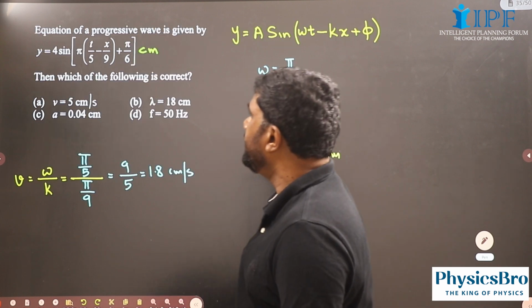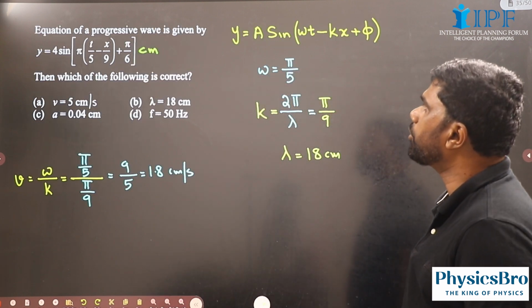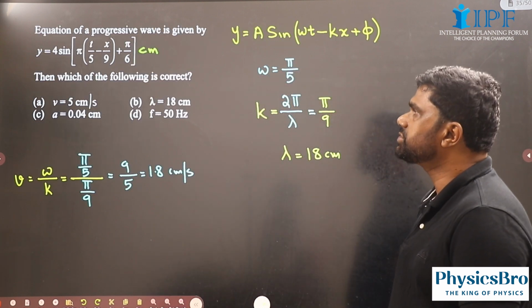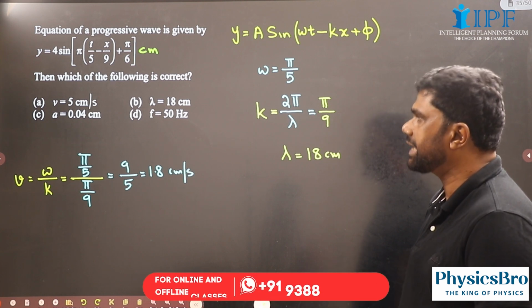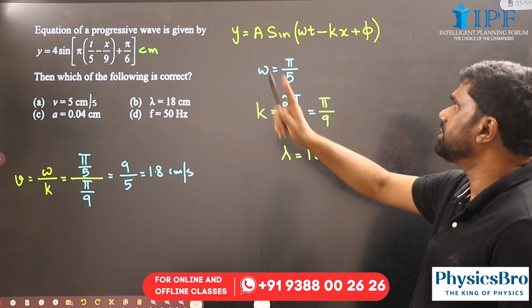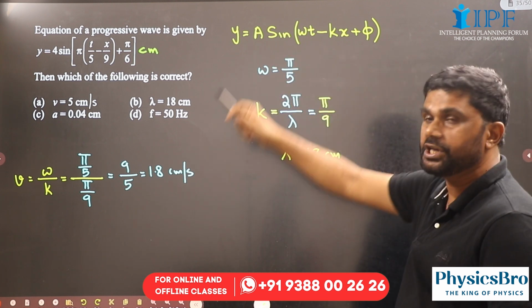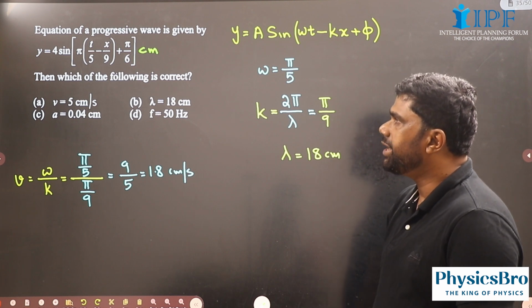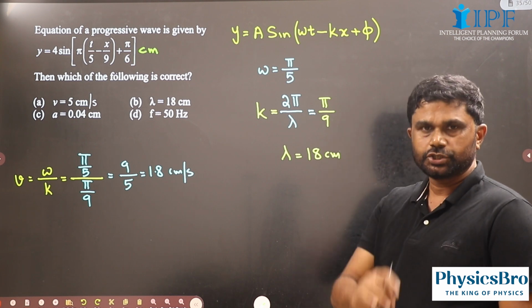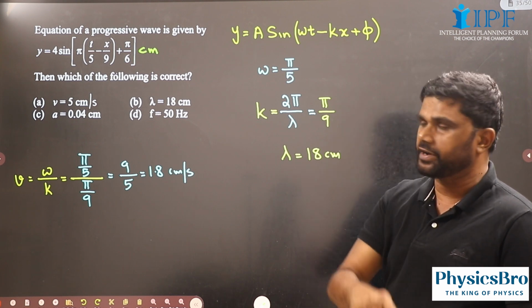Right? Next, the equation of a progressive wave is given by y equals 4 sine [pi (t minus 5) minus x by 9] plus pi by 6. Which of the following is correct? See, this is the standard equation. See what stands for omega t. Omega t is pi t by 5, so omega will be pi by 5.